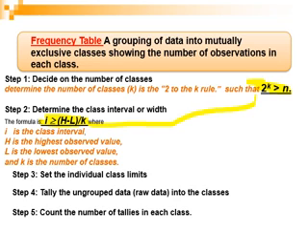Step number 3, set the individual classes based on the lowest value. We start with the lowest value in our data. Step 4, we tally the ungrouped raw data into classes. In this step, we convert the ungrouped data to grouped data and ensure that all the classes are mutually exclusive and exhaustive. Number 5 and final step, count the number of tallies in each class. The number of tallies should be equal to the total number of data given.